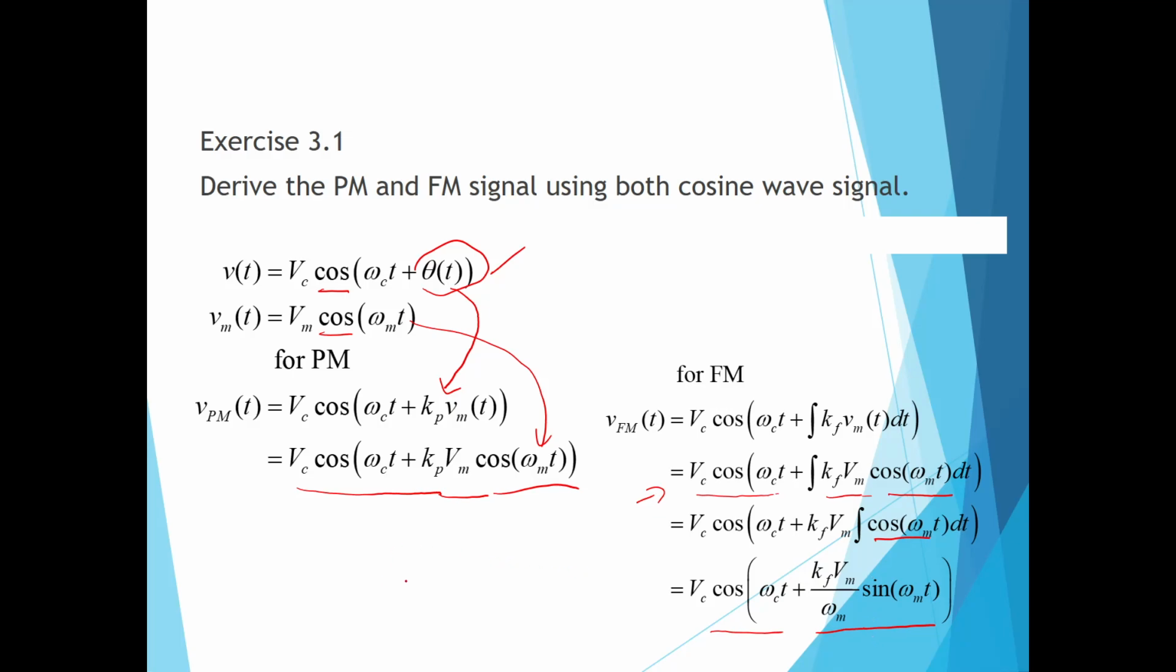Okay, so this is actually like this: Vc cos, big bracket, 2 pi fc t plus Kf Vm over 2 pi fm sine 2 pi fm t, close big bracket. Okay, Kf Vm over 2 pi fm.